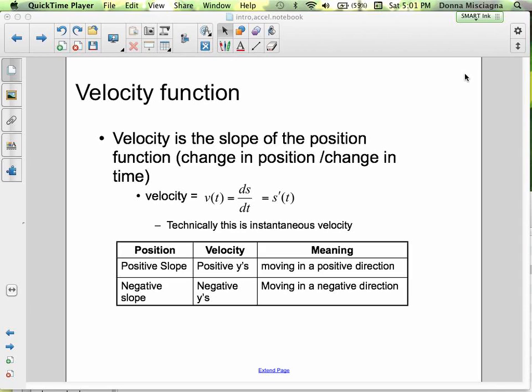If the position function has a positive slope, then velocity is positive, has positive y's. That means we're moving in a positive direction. If the position function has a negative slope, the velocity has negative y's, and we're moving in a negative direction.